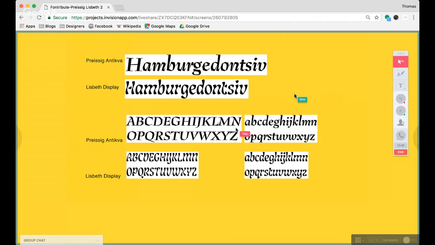The first typeface we're looking at is Preissig Antikva, which is one of my favorite typefaces of all time. It was designed in, I think, 1912 by Wojciech Preissig, however you pronounce that, a Czech designer. And this is a digitization of it by Storm Type Foundry. The other typeface we're looking at is Lisbeth Display, which was released by Type Together rather recently.